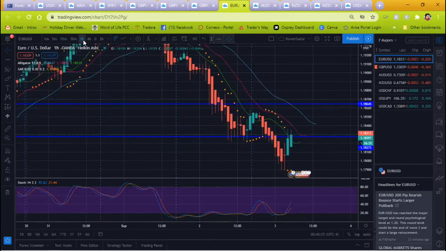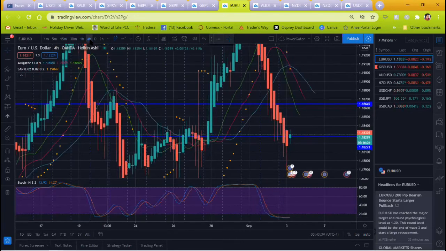Okay, the 1 hour is turning. It's got that pullback. It's turning into a buy. It's in a sale, but it's turning into a buy. All right, the 4 hour is in a sale, but it's got that pullback as well, that confused candle, which is what I'm looking at right here.